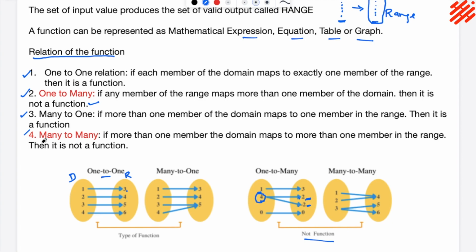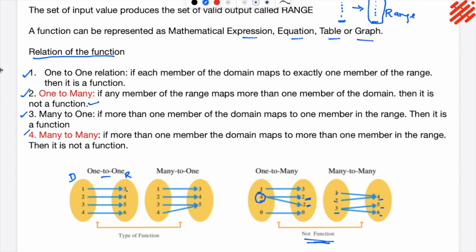Similarly, many-to-many. If more than one member of the domain maps to more than one member in the range, then it is called many-to-many. That means here 1 and 2 produce the same output, and 3 produces two different outputs. So many are related to many. If an expression has a many-to-many relation, then it is also not a function.